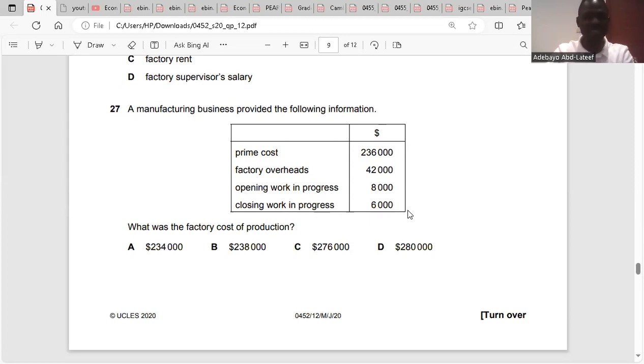You know manufacturing account anyway. They said a manufacturing business provided the following information. What was the factory cost of production? Factory cost of production is your prime cost, add factory overheads, add opening work in progress, less closing work in progress. So it is 236,000 plus 42,000 plus 8,000 minus 6,000, 280,000. D.